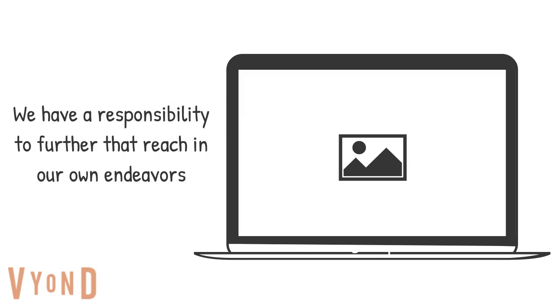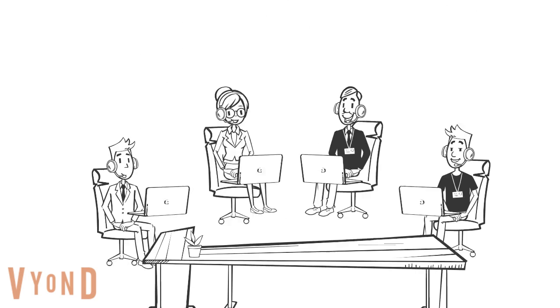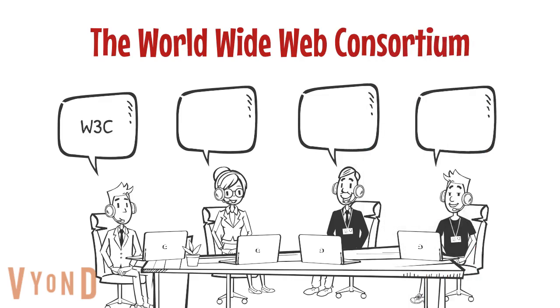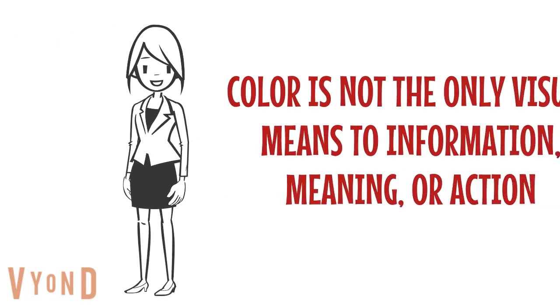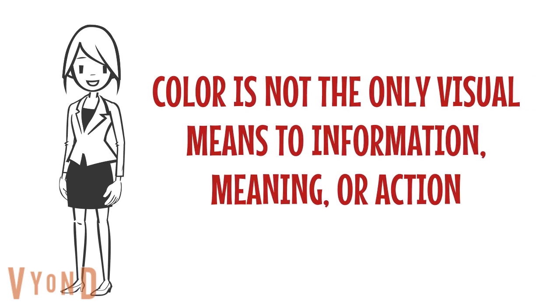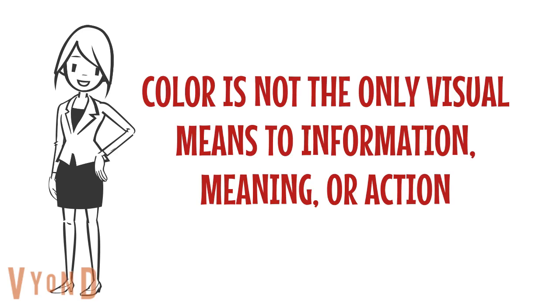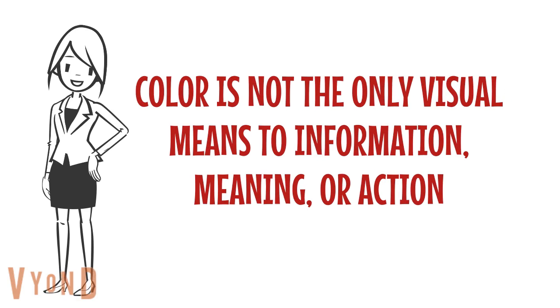in our own endeavors. To help us do that, the World Wide Web Consortium, or W3C, is an international voluntary community founded in 1994 with the goal to standardize best practices in accessibility of technology through their outline called the WCAG 2.1. The first standard of color accessibility is to ensure that color is not the only visual means to convey information, meaning, or an action.